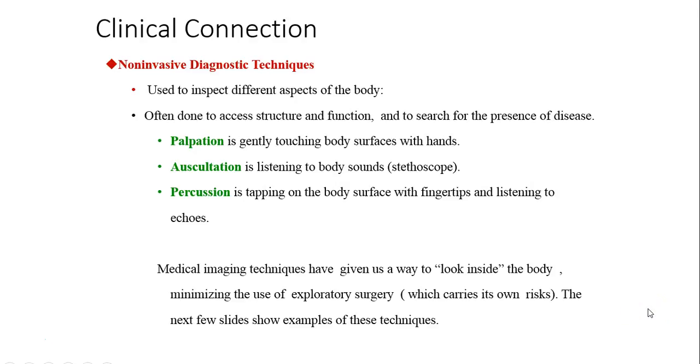The really good thing about these medical imaging techniques is that they're non-invasive. So they can be used to inspect different aspects of the body without actually cutting into the body. And so these are often done to assess structure and function and to look for the presence of disease. Palpation is gently touching body surfaces with the hands. Auscultation is listening to body sounds with a stethoscope. And percussion is tapping on the body surface with fingers and listening to the echoes.